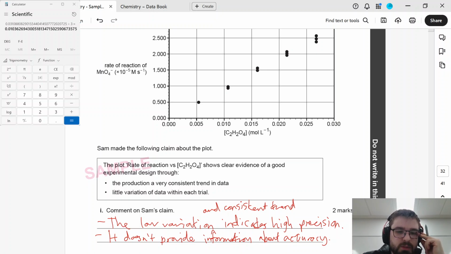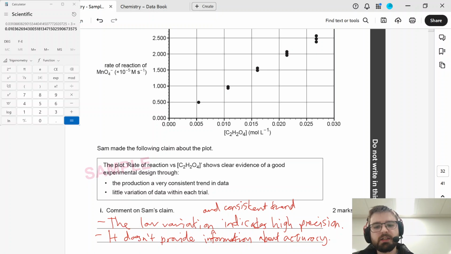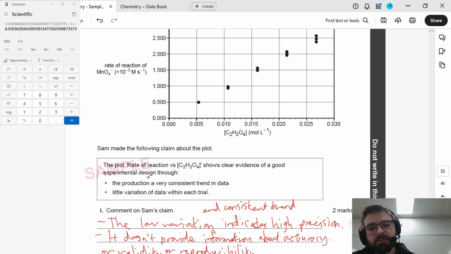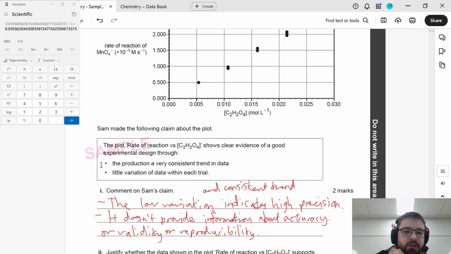The production, that's a spelling error. The production of a very, I guess I can just say Sam made a spelling error. The production of a very consistent trend in data. Clear evidence of a good experimental design. I guess it doesn't provide information about accuracy or validity, really. Or reproducibility. They'd be the things that I'd be thinking about, in the sense that it shows that he can have high precision, but it's not really indicative of the other ones. The data looks pretty good for now, though.